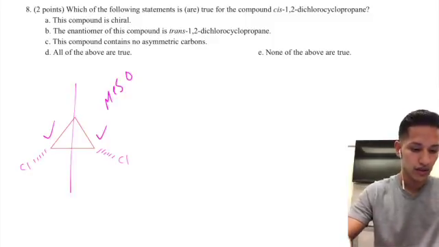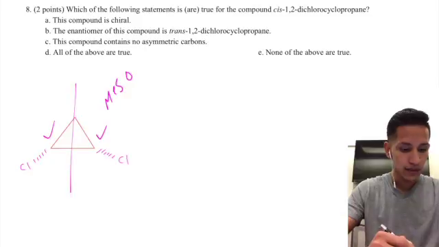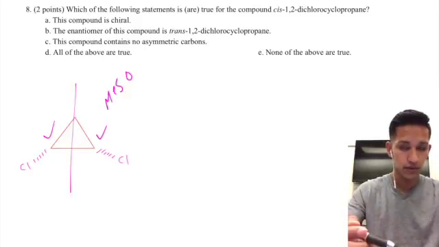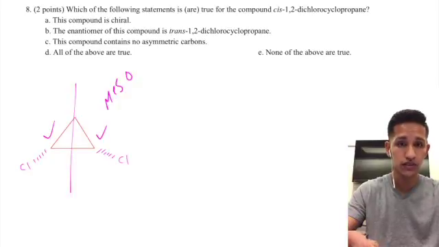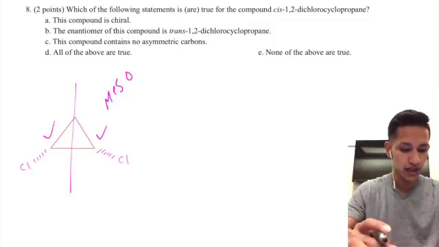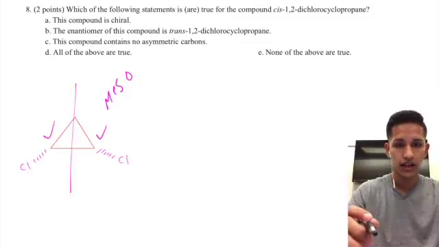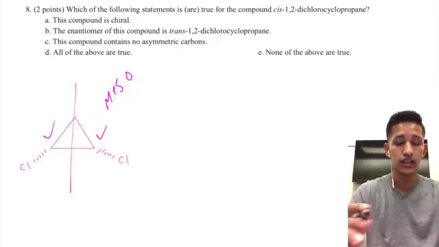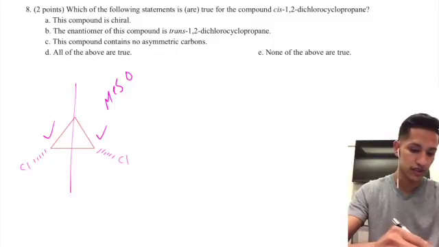Now, option A states this compound is chiral. Well, what do we know about meso compounds? Question 2 of this playlist goes a little bit more in depth about meso compounds. But meso compounds are achiral, meaning that they are superimposable on their mirror image. If they were chiral, they would not be superimposable on their mirror image.